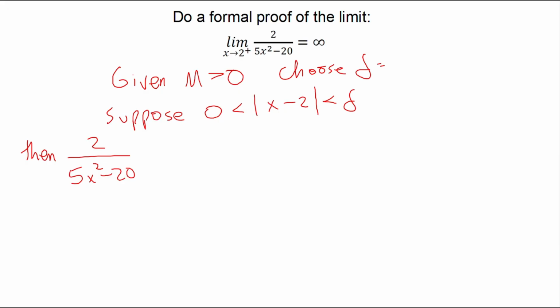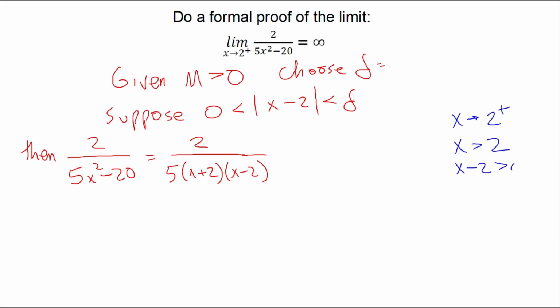So our first step here is just going to be to factor out that denominator. The denominator factors to 5 times x squared minus 4, which is 5 times x plus 2 times x minus 2. And so we should see then that we can clear out the absolute value from our delta tolerance statement. Off to the side, knowing that x is approaching 2 from the right-hand side tells us that x is greater than 2, or that x minus 2 is greater than 0.